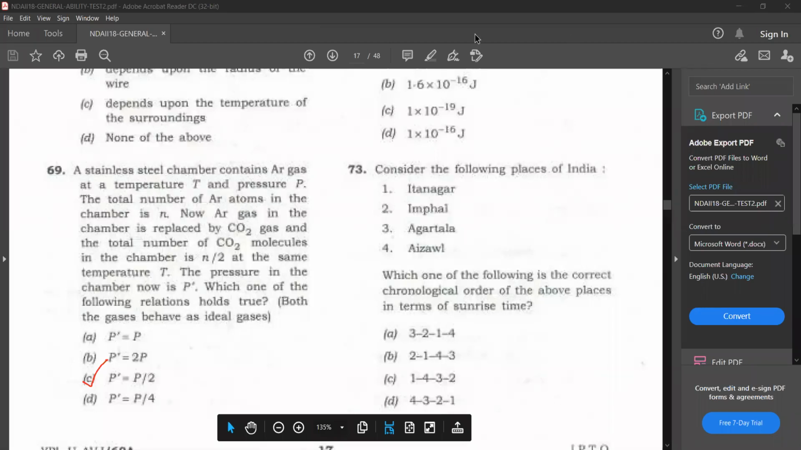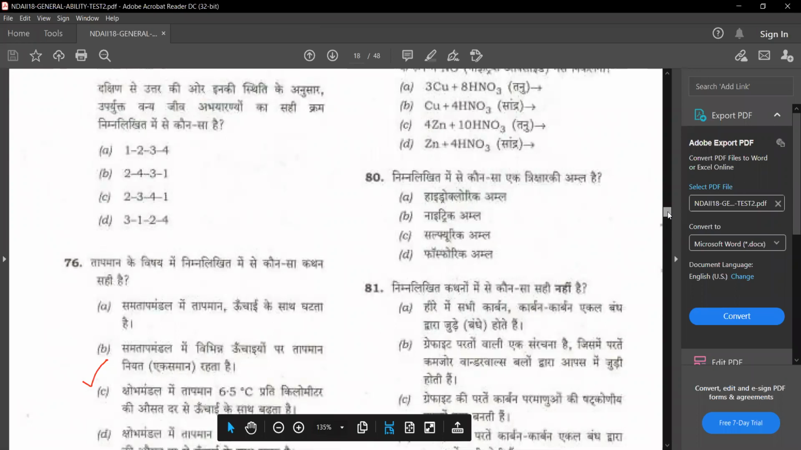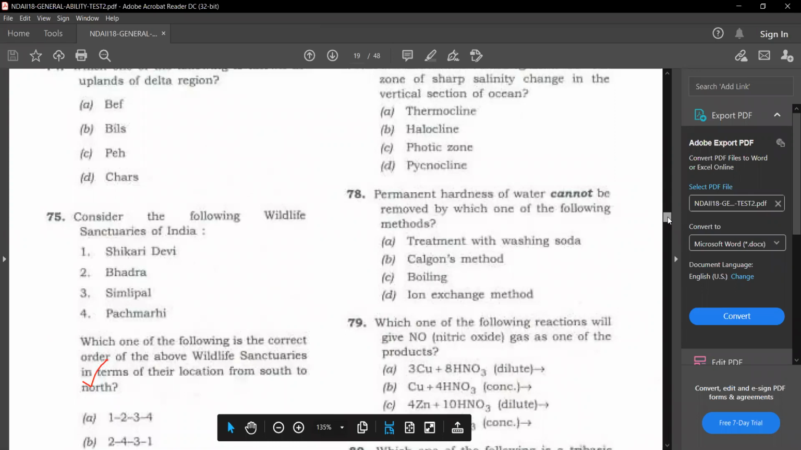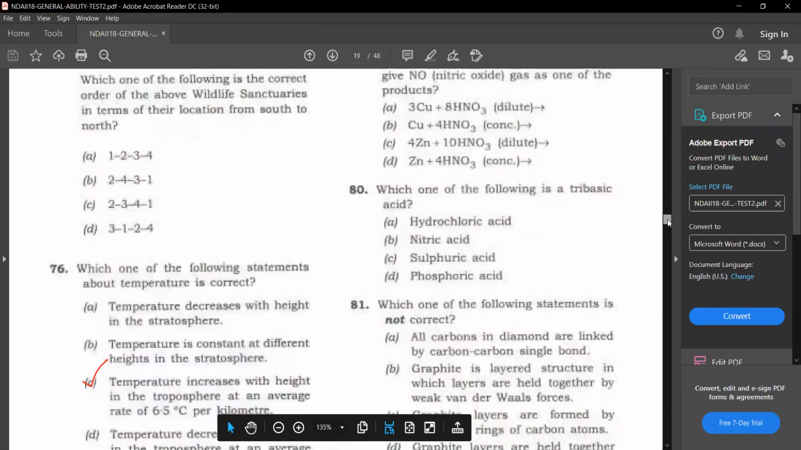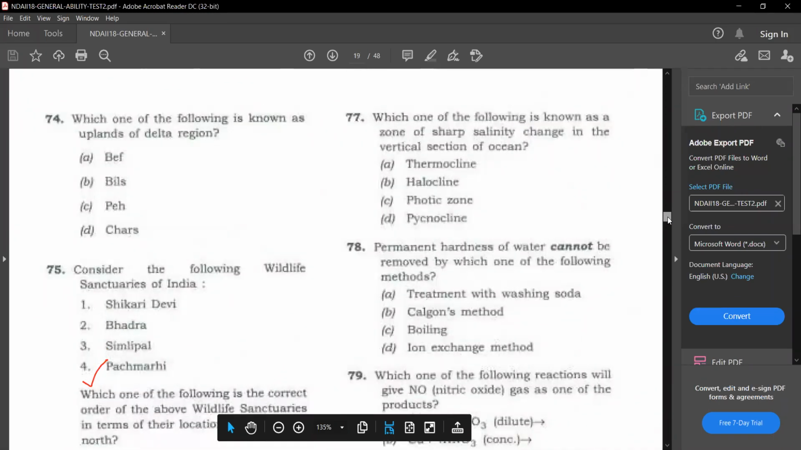Next chemistry question. Permanent hardness of water cannot be removed by which one of the following methods?